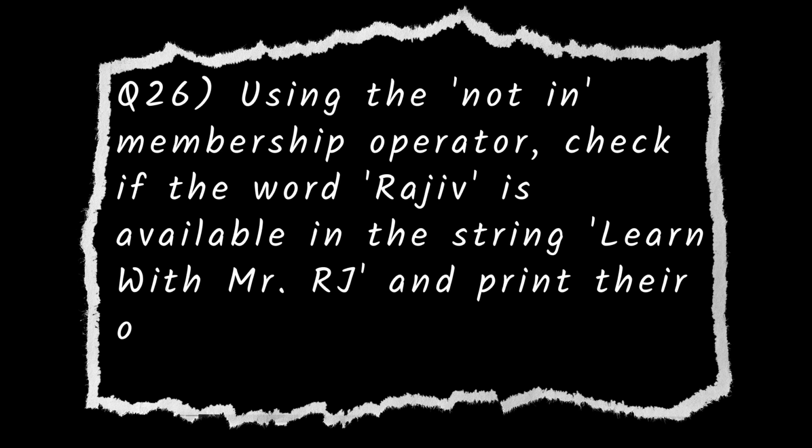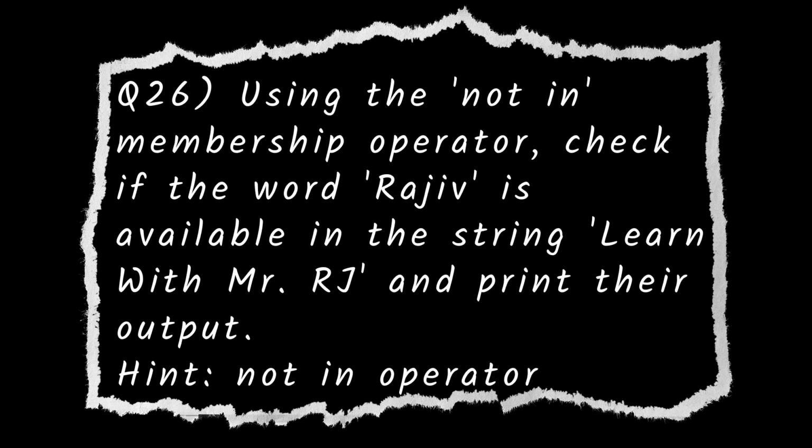The next question is using the not in membership operator check if the word Rajiv is available in the string learn with Mr. RJ and print their output. Here is the hint, not in operator.